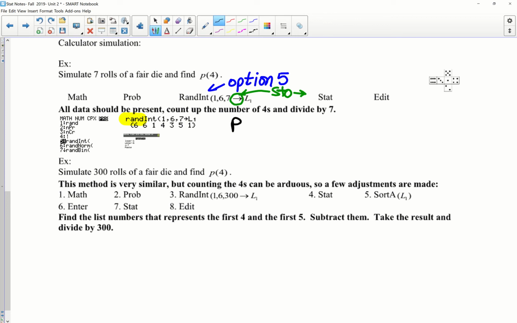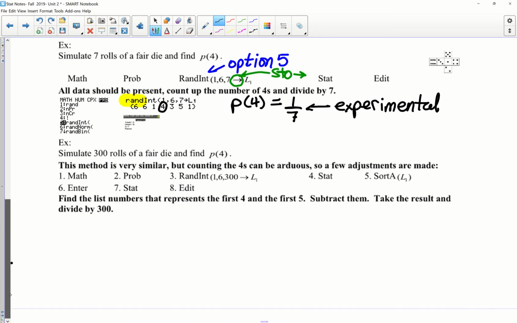All right. So the probability of getting a 4 in this case, well, there's a 4. I got 1 out of 7. Now this is an experimental probability. This is important to realize because, again, we already know what the probability of getting a 4 is. It's 1 out of 6. This is saying 1 out of 7. So it's clearly wrong. Well, it's not really wrong.